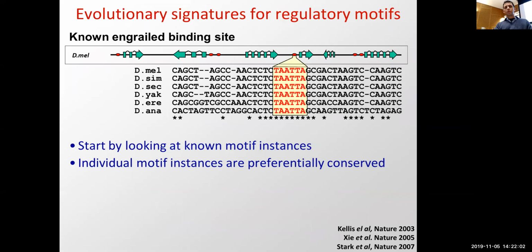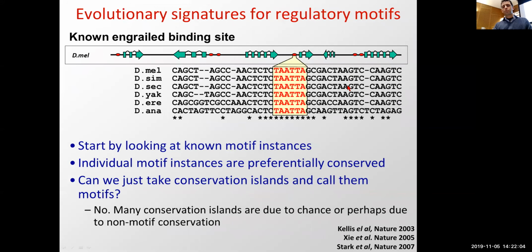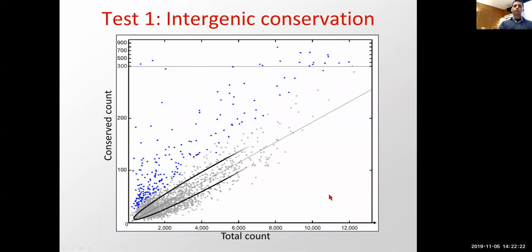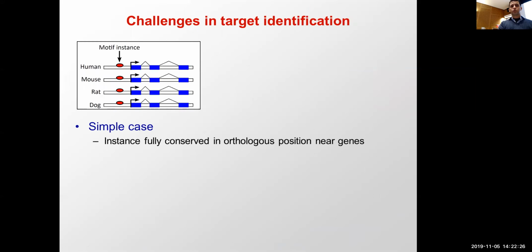For motifs, I mentioned previously this motif conservation score, the fact that not just one instance of the motif is conserved, but hundreds of instances of the motif are conserved across the genome, and there are specific signatures, like whether they're conserved in intergenic regions versus coding regions versus upstream versus downstream. And these signatures allow us to now discover k-mers that are preferentially conserved.